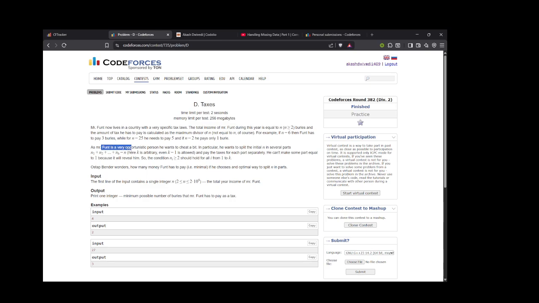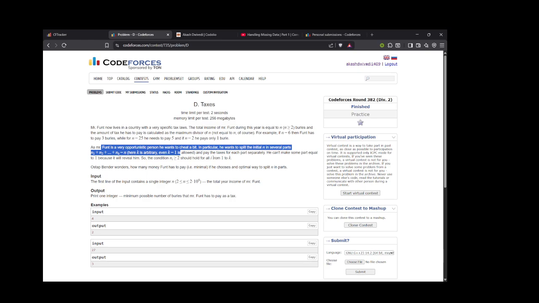Now, as Mr. Funt is a very opportunistic person, he wants to cheat a bit. In particular, he wants to split n into several parts such that n1 plus n2 plus up to nk is equal to n. Means he wants to split his salary in k terms so that he would need to pay the maximum divisor of every individual term. So what would be the benefit of it? You will understand after analyzing on the whiteboard.